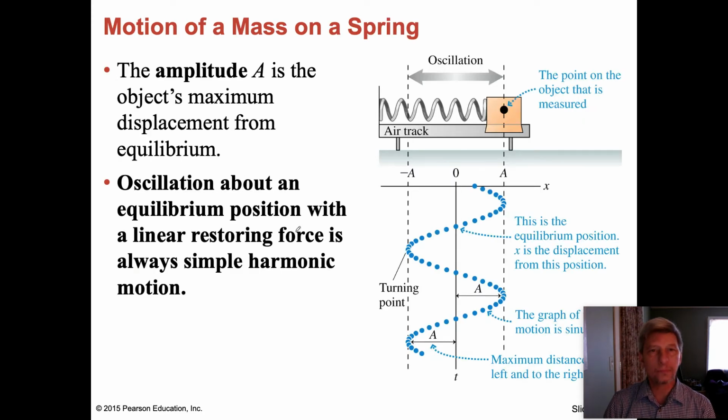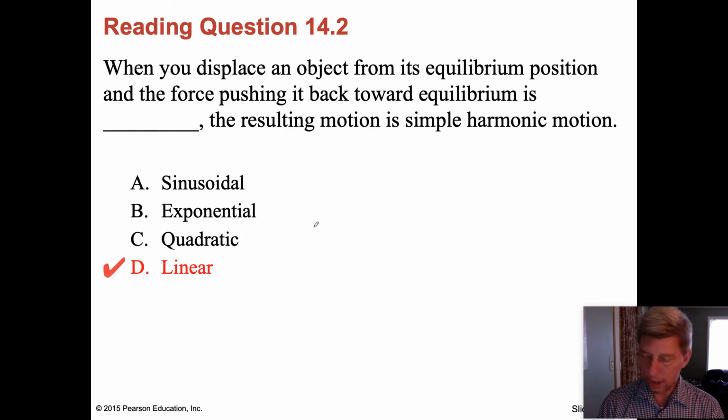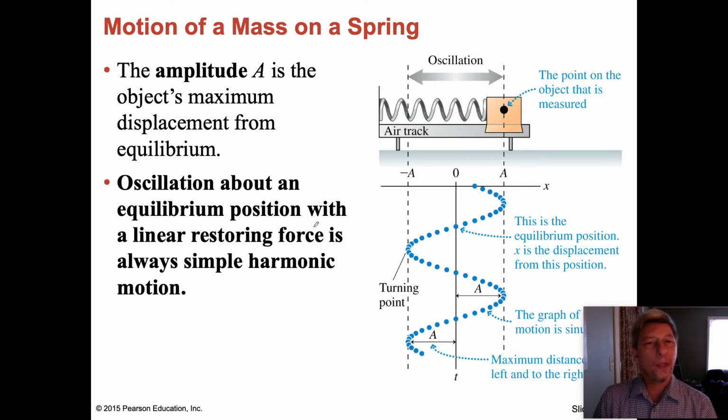Now, how do we determine how far this thing is going to move during an oscillation? Well, we call that an amplitude, abbreviated with a capital A. The amplitude A is the object's maximum displacement from the equilibrium. So if the zero line right here represents equilibrium, this distance is the amplitude. And of course, notice that on the other side, it's the negative amplitude.